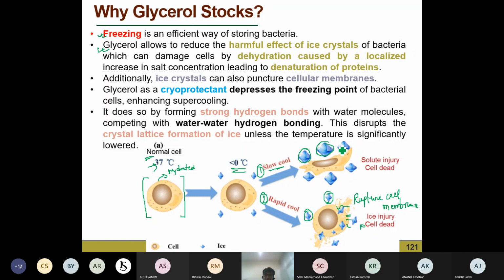Generally what happens is there is a solute injury. So what is solute injury? Whenever we are doing, for example, lyophilization or any other process, suppose your growth media components are nothing but, for example, some sort of a carbon source.